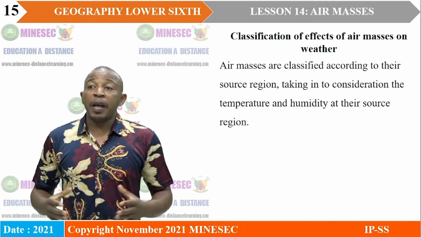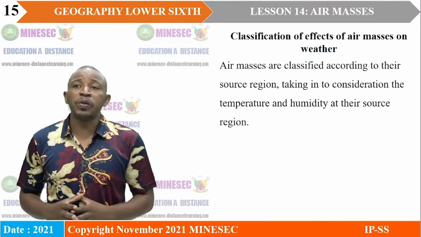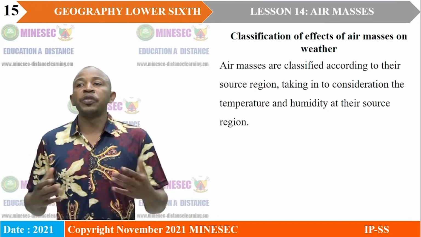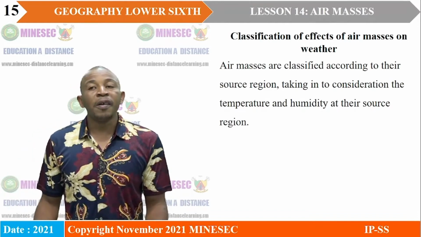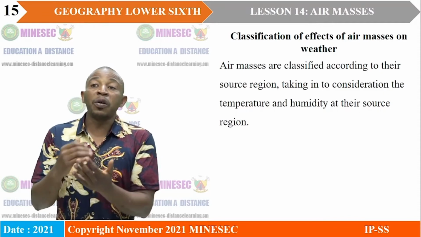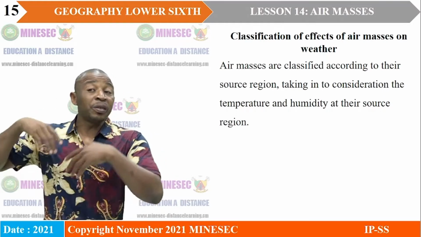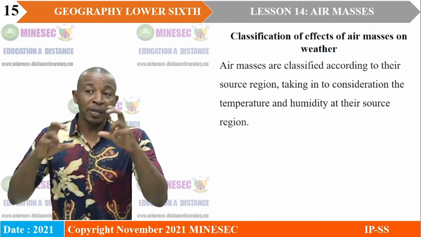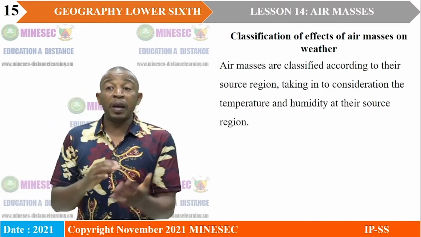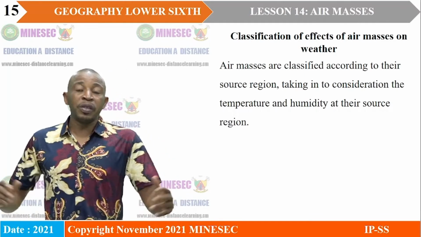Classification of effects of air masses on weather. Air masses are classified according to their source region, taking into consideration the temperature and the humidity of the source. So, where do they originate from? We said they are classified according to their source region. Are they originating from the tropical region, the temperate region, or the polar region? That's the source region. Now, what is the temperature of this area where the air masses are originating from? And what is the humidity of this source region?